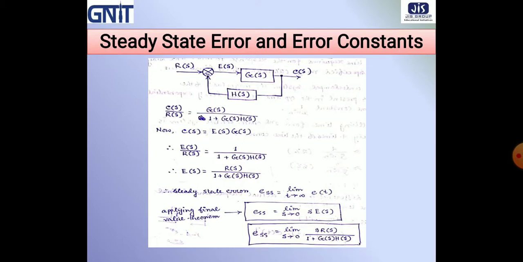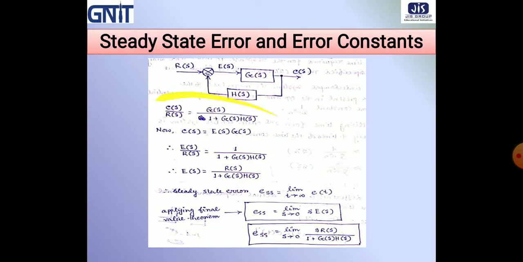Now moving to our next topic, that is steady state error and different error constants. Let us take one closed loop system, where R(s) is the reference input, C(s) is the controlled output, G(s) is the forward path transfer function, H(s) is the feedback path transfer function, and E(s) is the difference between R(s) and C(s), that is the error signal.